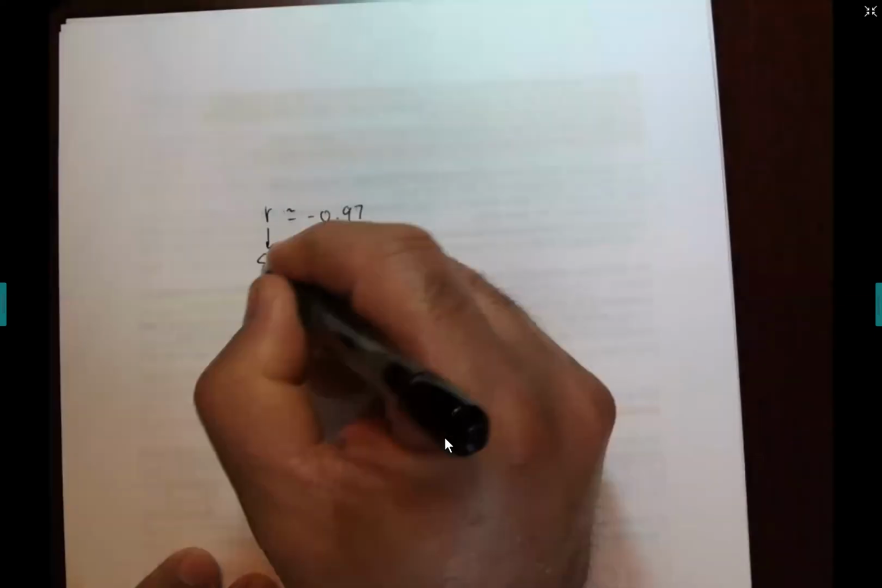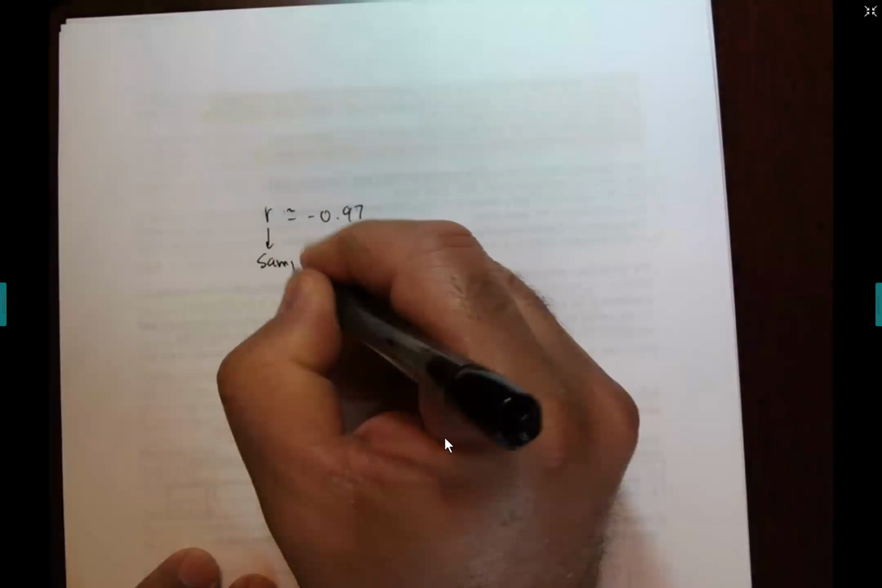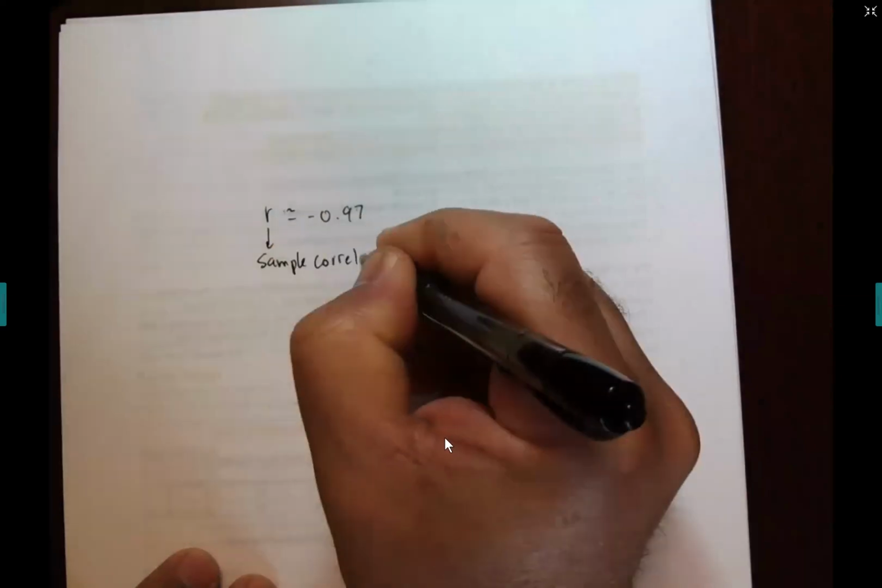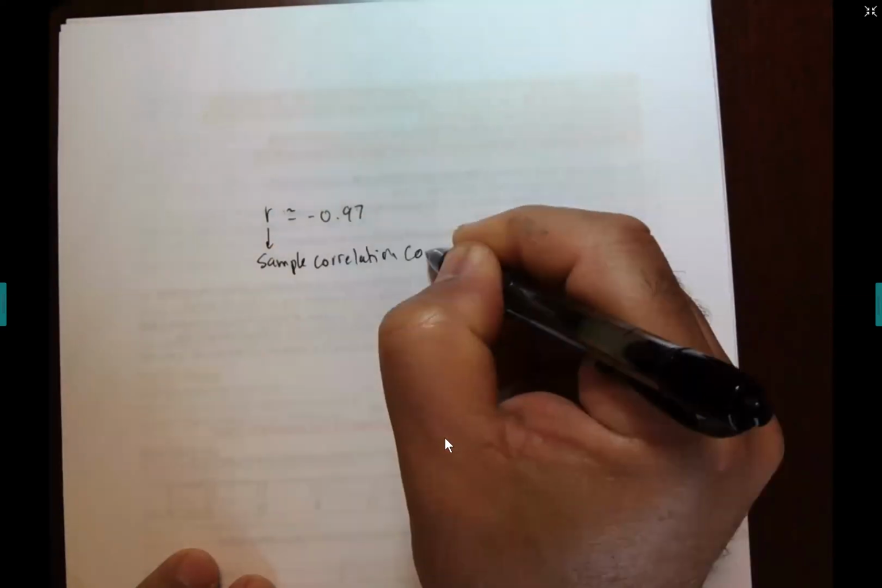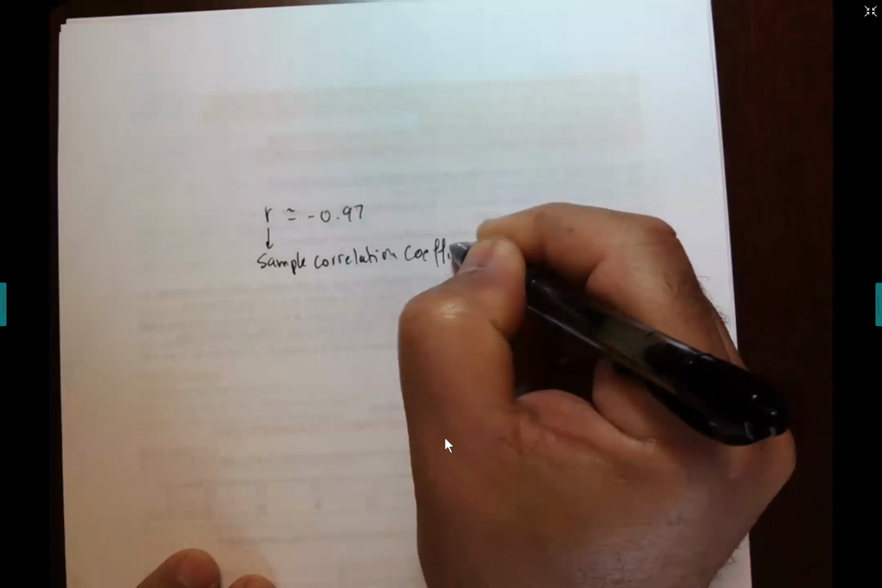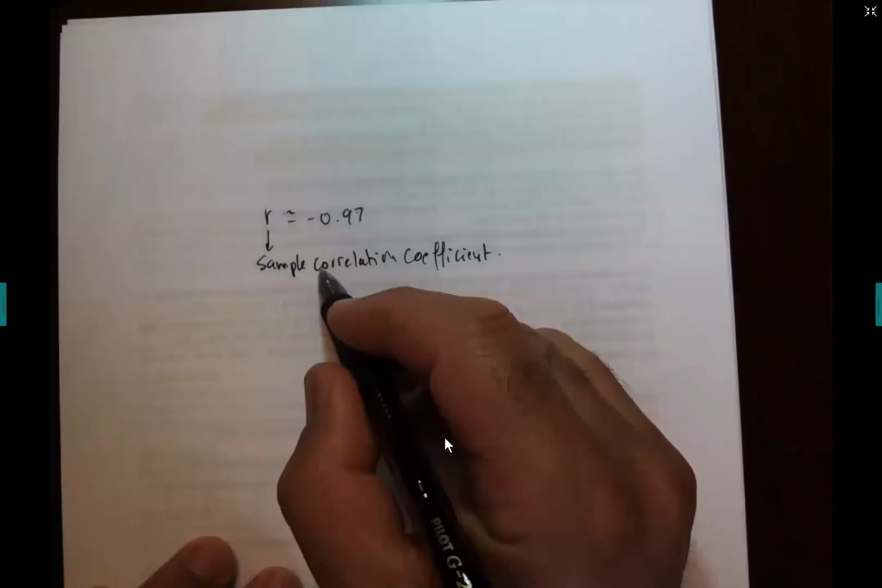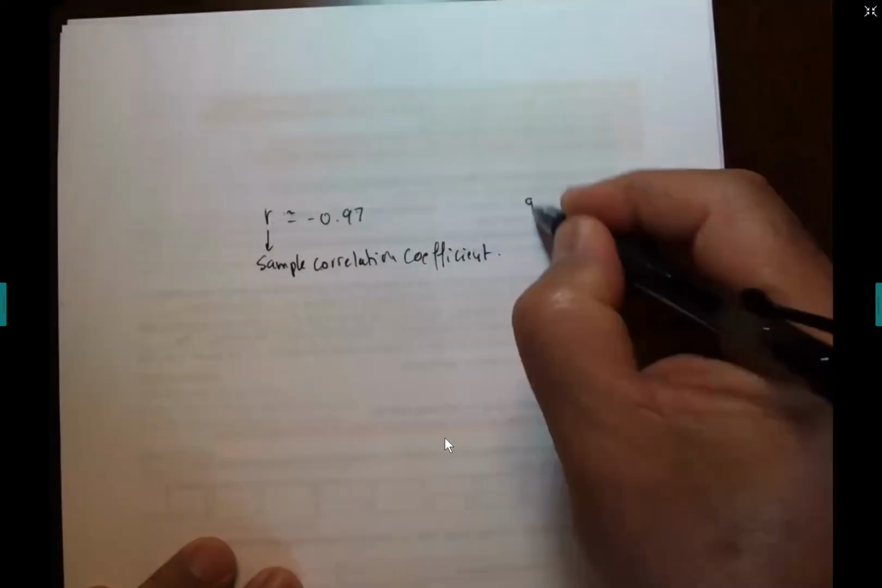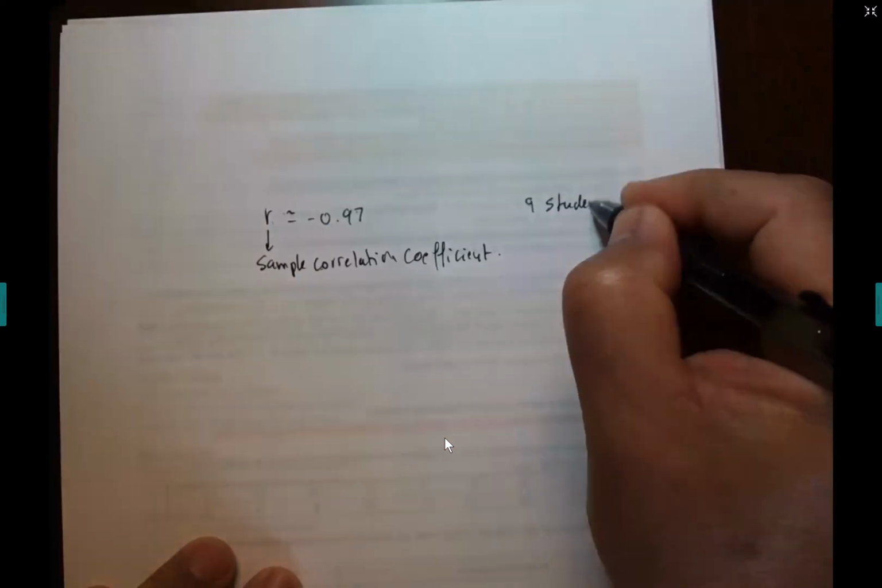So R, guys, is called the sample correlation coefficient. This is the hard part, guys. This is the hardest part. And once we're done with that, we're almost done. So R is the sample correlation coefficient, and this came from a set of 9 students. There is a population correlation coefficient, guys.